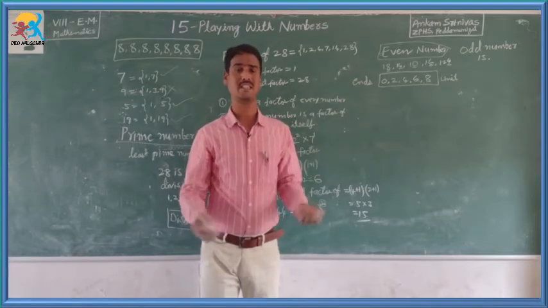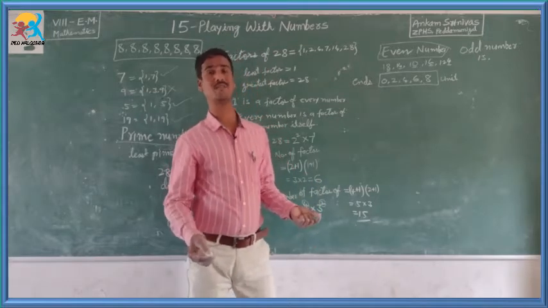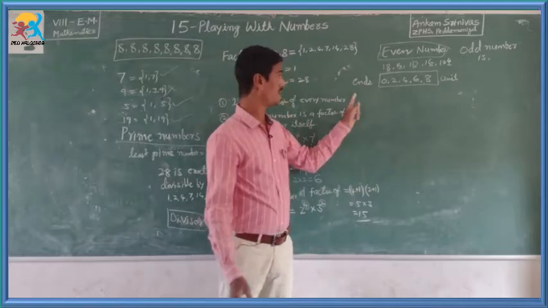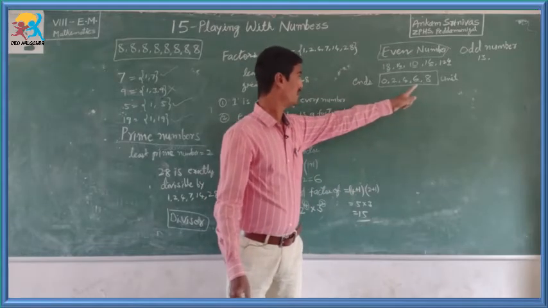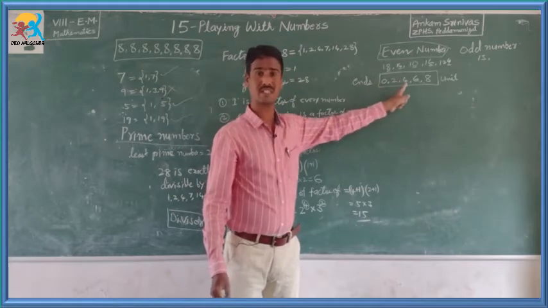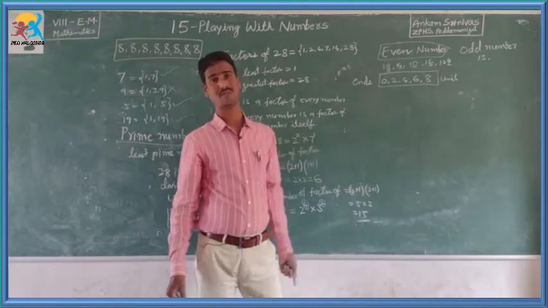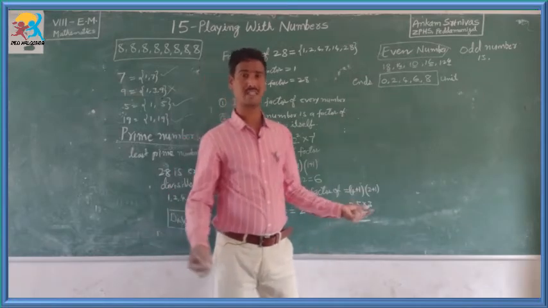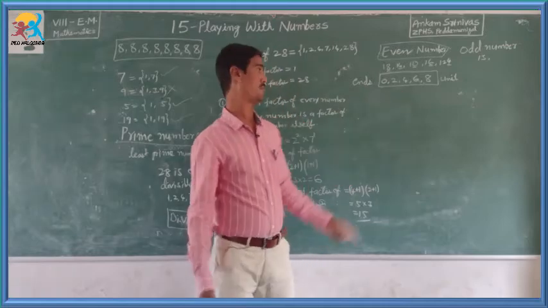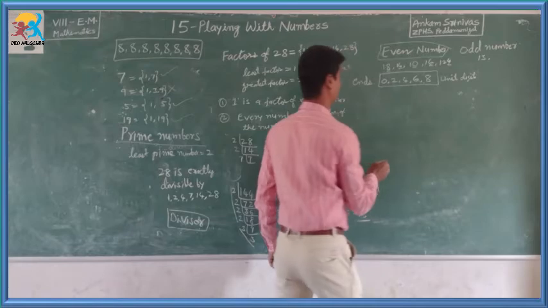So we can state the divisibility rule for 2. What is the divisibility rule for 2? The number whose unit digit is 0, 2, 4, 6, 8 is divisible by 2. Or you can say that all even numbers are divisible by 2.